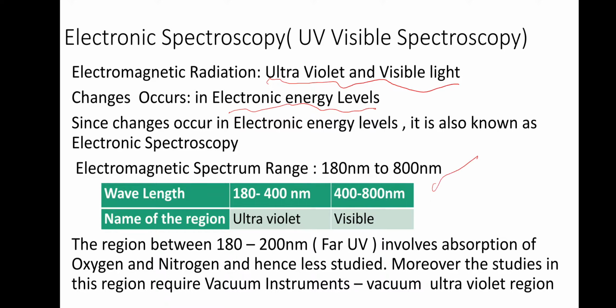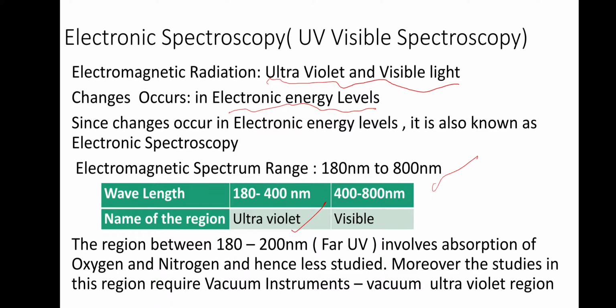That can be divided into two parts. 180 to 400 nanometer, we call it ultraviolet. 400 to 800 is the visible one, which is the only part sensitive to our eyes. So any substance which is able to absorb visible radiation will appear colored to our eyes. The region between 180 to 200 nanometer is also known as far UV.